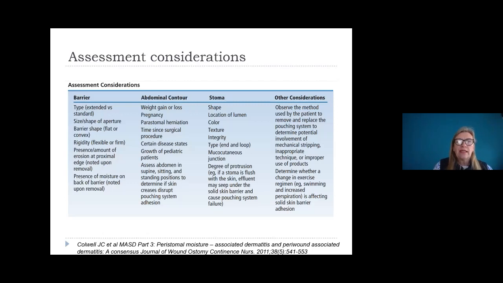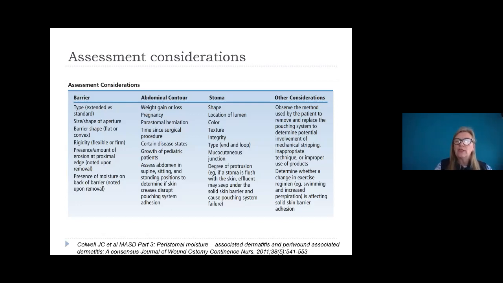So when we're thinking about assessing this, we need to think about what kind of a barrier we are going to be using around the stoma, thinking about the size and shape of the aperture, the shape of the barrier, how flexible or firm it is, how much erosion you've got already, and if there's any moisture on the back of the barrier. Thinking about the shape of the patient, is there going to be weight gain or weight loss? Is there any herniation? How long it has been since the surgery? You know, the longer you go after surgery, the more the stoma itself settles down, the less inflammation there is around the area. If you're dealing with paediatric patients, thinking about the changes in size and how much that patient changes position. So the shape and colour and texture of the stoma are always important.